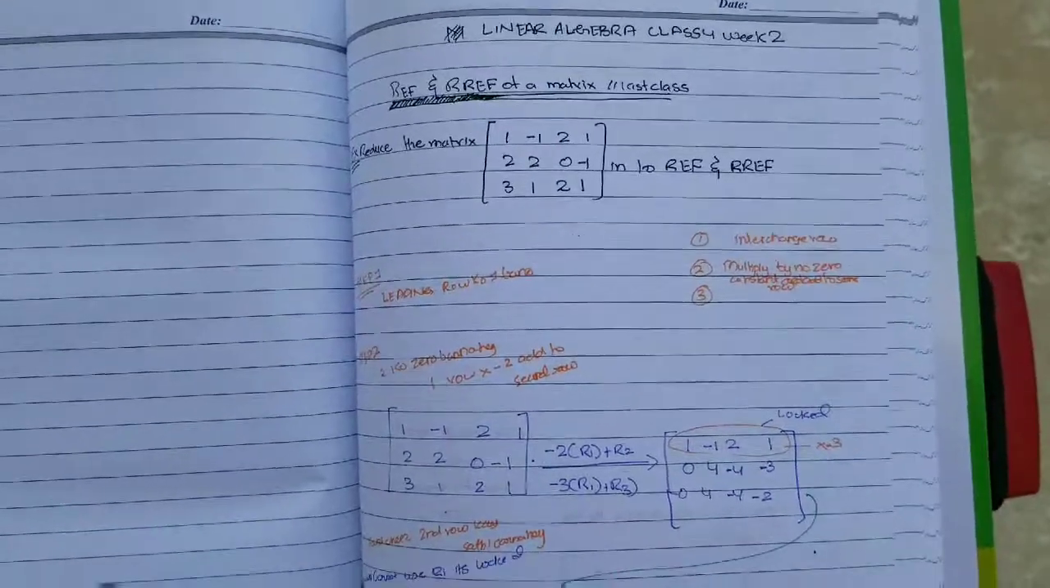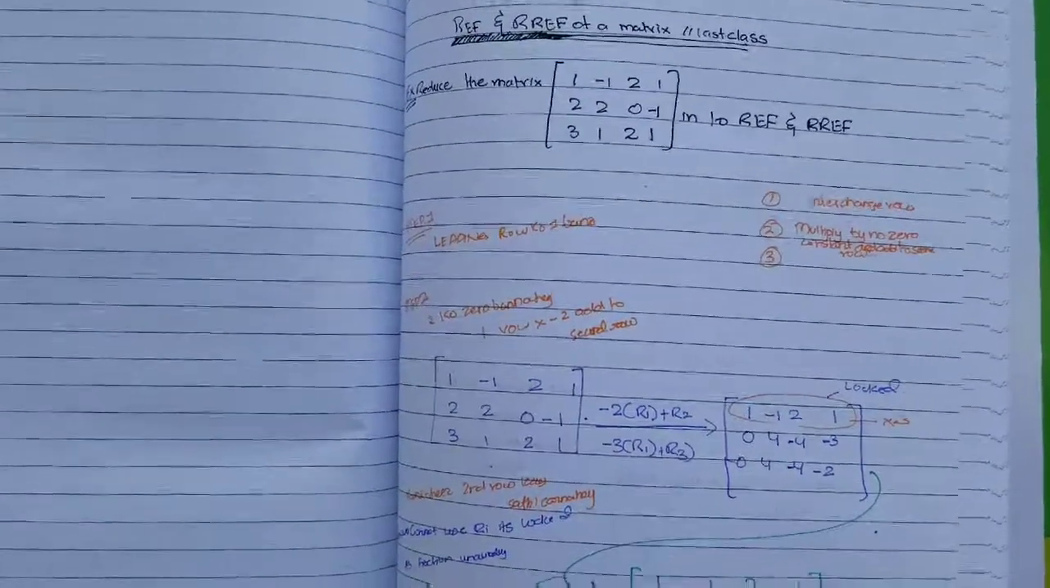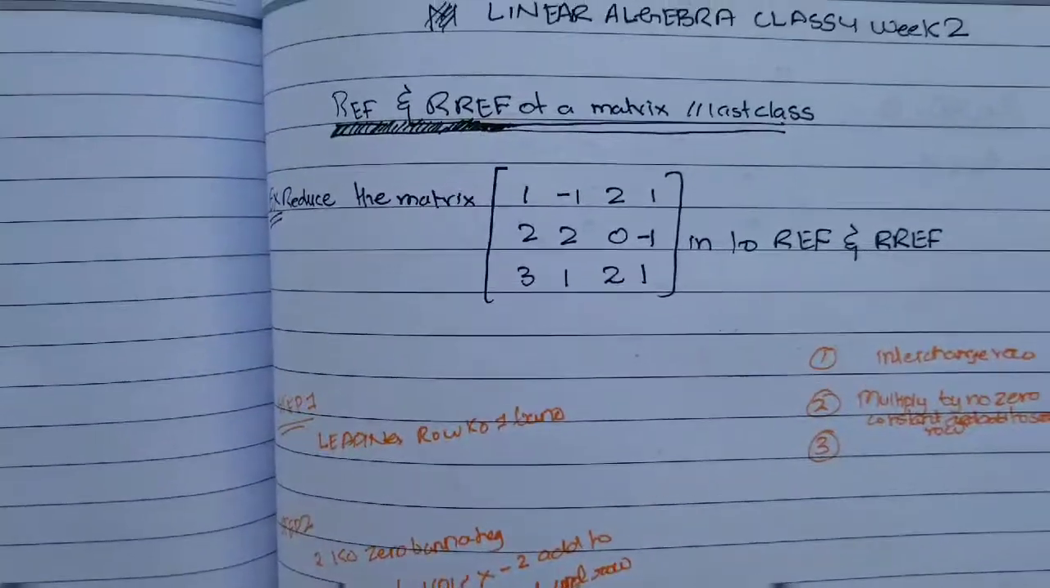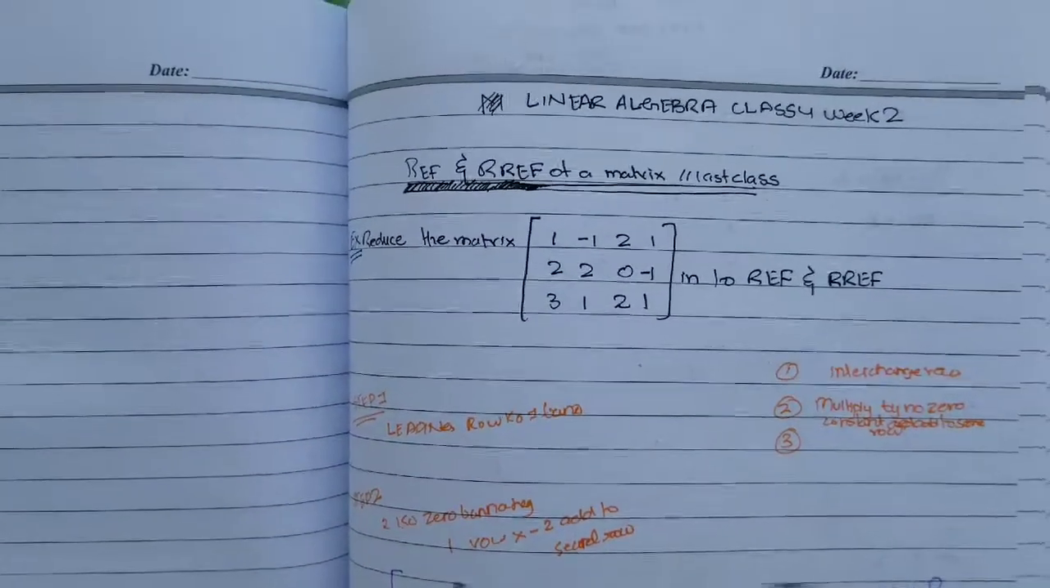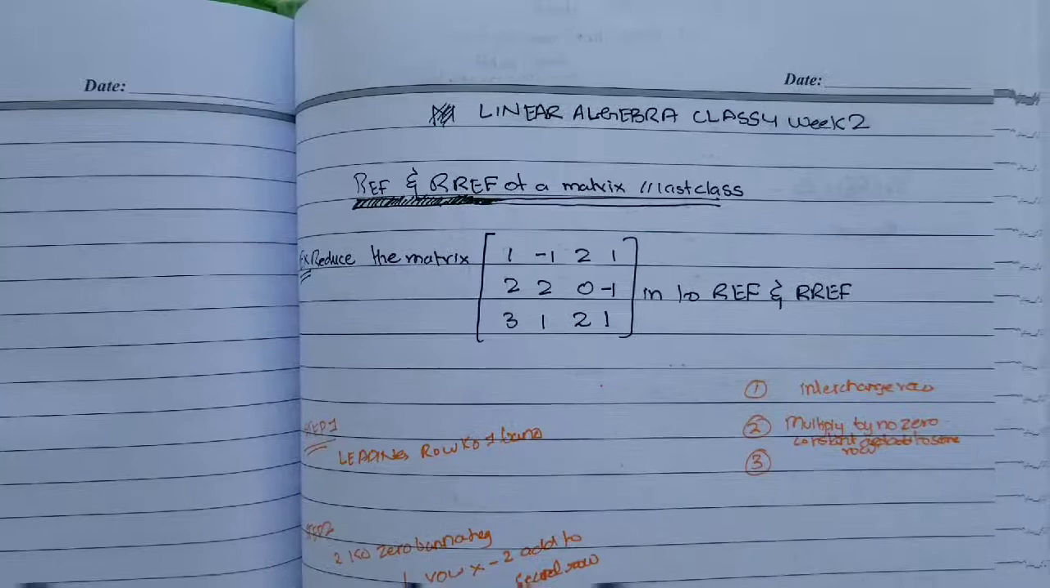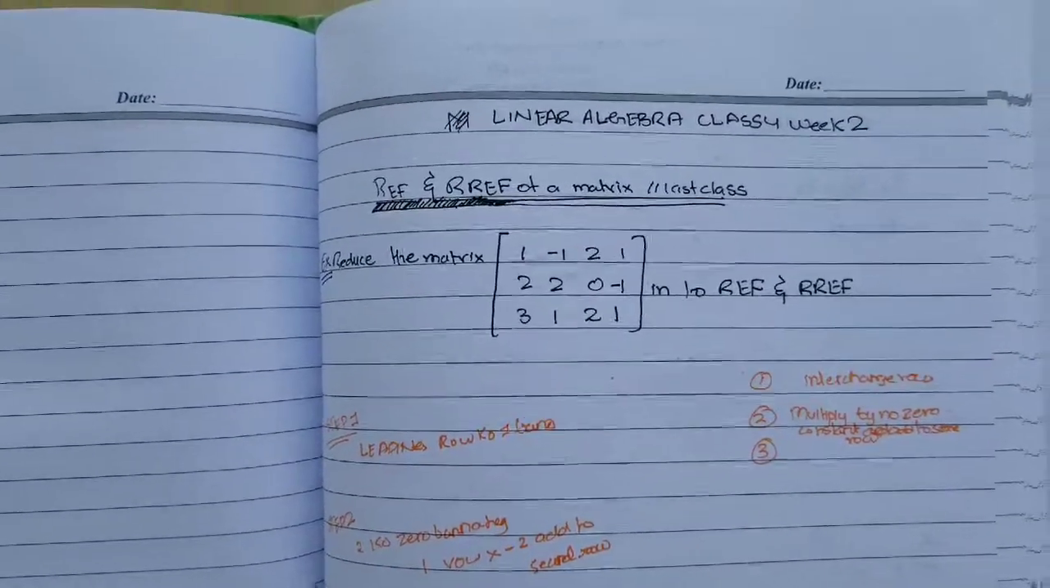So in this video, we're going to learn about reduced echelon form and reduced row echelon form of a matrix. So what were the rules?